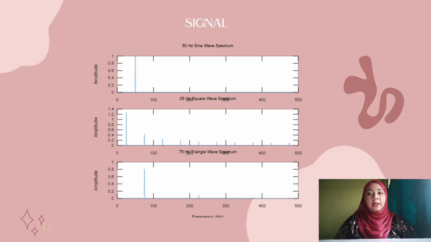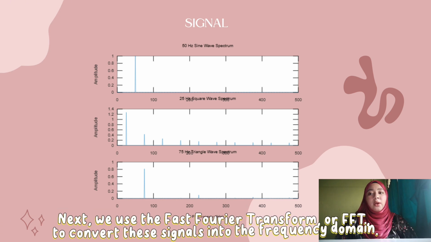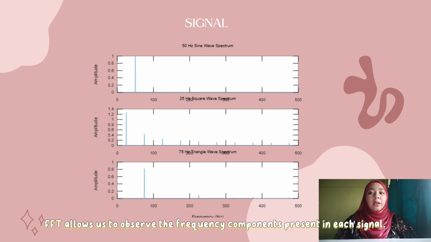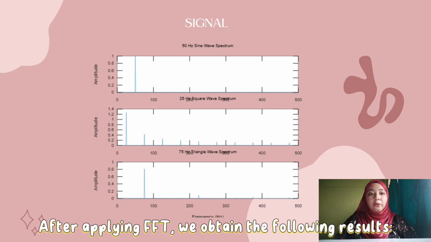Each of these signals has a different characteristic in the time domain. Next, we use the fast Fourier transform, or FFT, to convert the signal into the frequency domain. FFT allows us to observe the frequency components in each signal. After applying FFT, we obtain the following result.